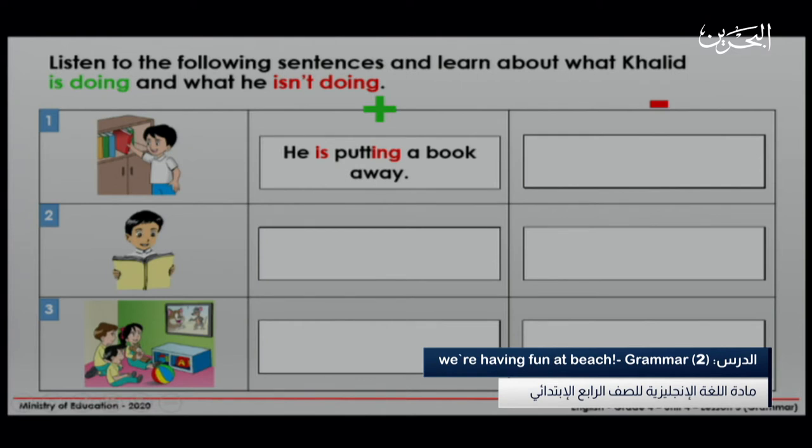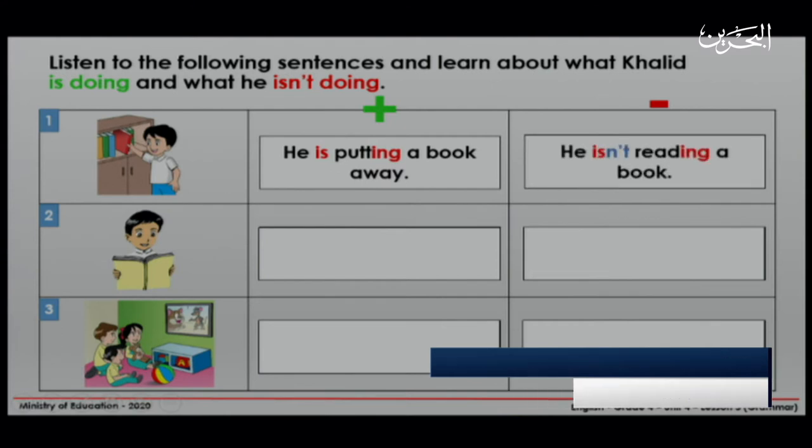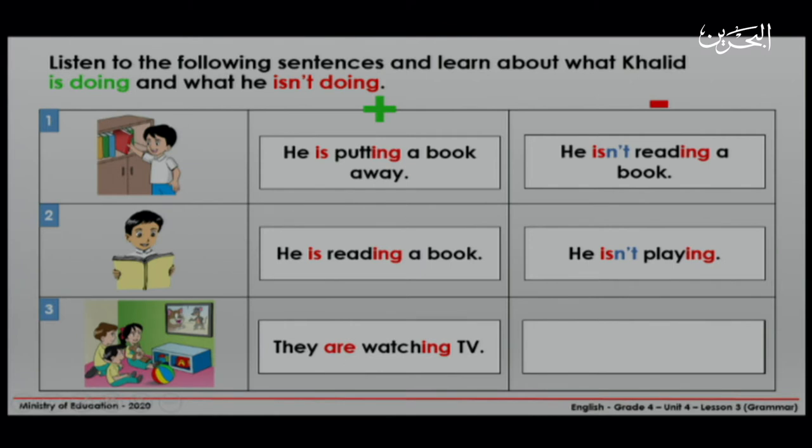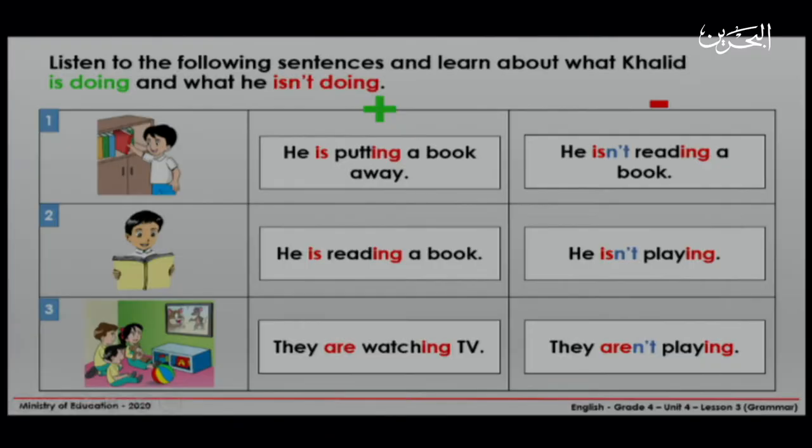Now let's see the negative sentence. He isn't reading a book. Now let's see the second picture. He is reading a book. But he isn't playing. What about the third sentence? They are watching TV, but they aren't playing. Remember, for the negative structure, we start again with the pronoun, followed by verb to be, and not, and then finally we add the verb with ing.